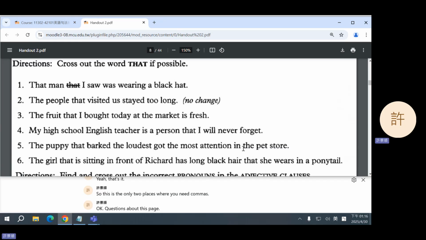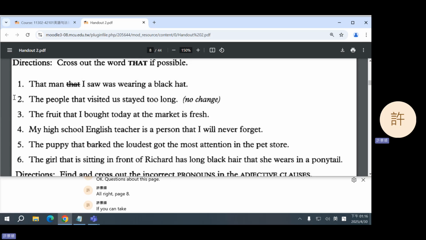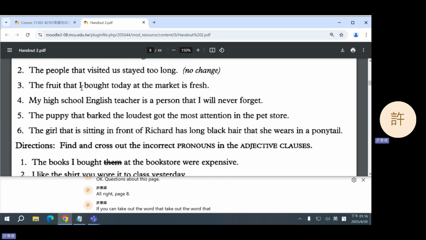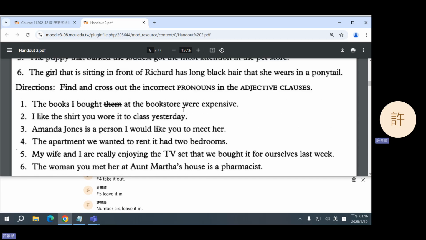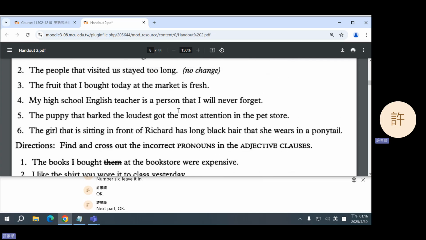All right, page 8. If you can take out the word that, take out the word that. In other words, is the word that the subject or the object of the sentence? Number 3, take out. Number 4, take it out. Number 5, leave it in. Number 6, leave it in. Okay, first of all, do you have questions about these 4?